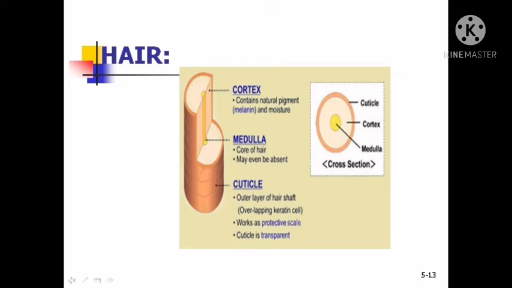It means that the inside cortical layer, which is pigmented, appears through the cuticle. After the cortex is the medullary layer, which is sometimes absent from the hair's structure, and that hair is called non-medullary hair.